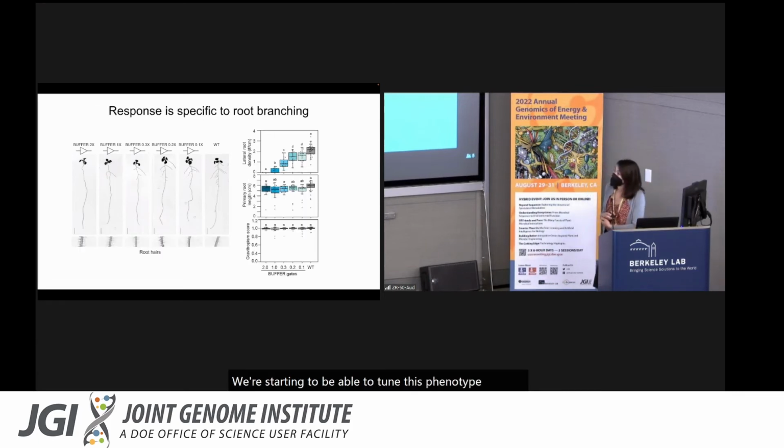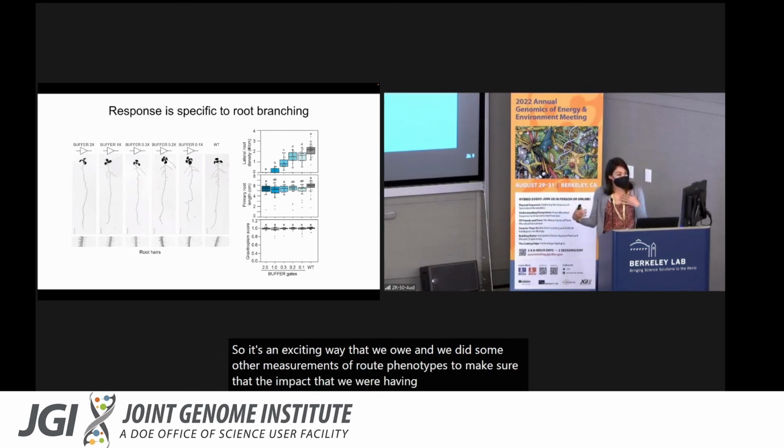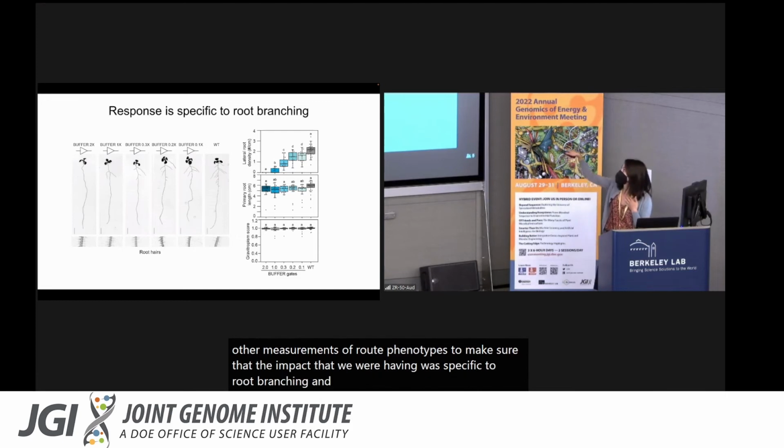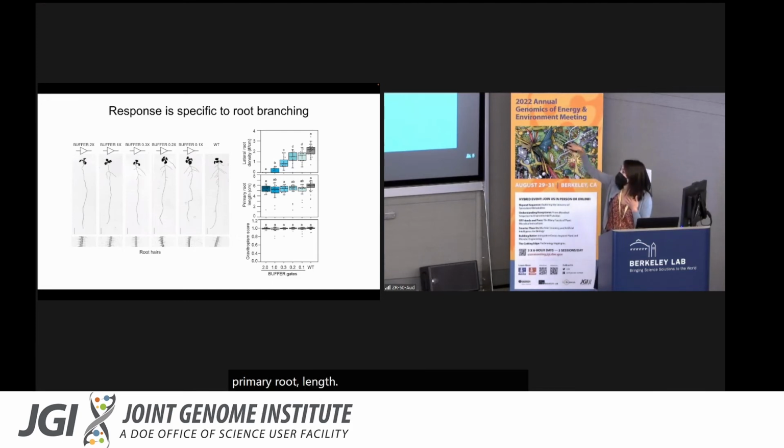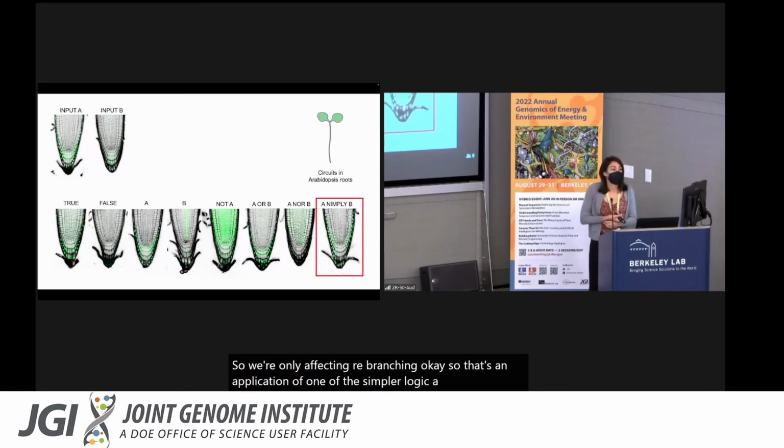So that's an exciting way that we did some other measurements of root phenotypes to make sure that the impact that we were having was specific to root branching, and that things like primary root length or the ability of the root to sense gravity were the same. So we're only affecting root branching. Okay, so that's an application of one of the simpler logic gates that we built.